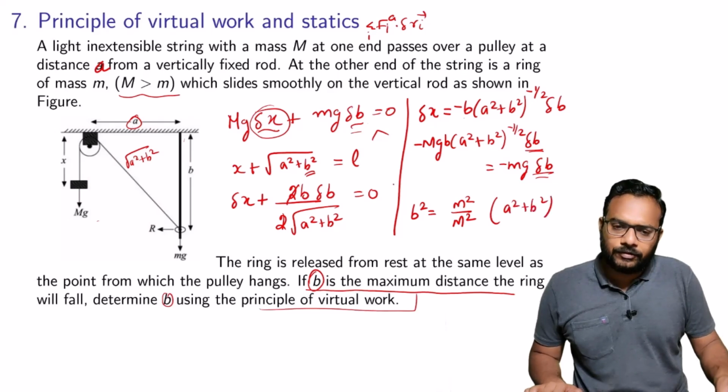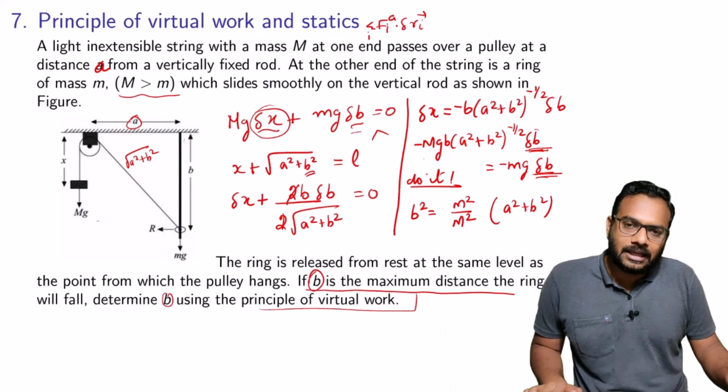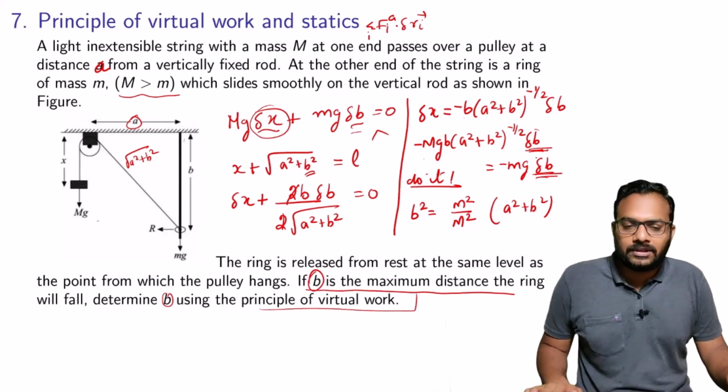There are a few steps, you just do it. It's just a matter of solving. You have the equation minus mgb (a square plus b square) whole raised to minus 1 by 2 is equal to minus mg, because you can now take this delta b away. Whatever multiplied delta b has to be equal, otherwise you should choose delta b equal to 0, which we don't do.